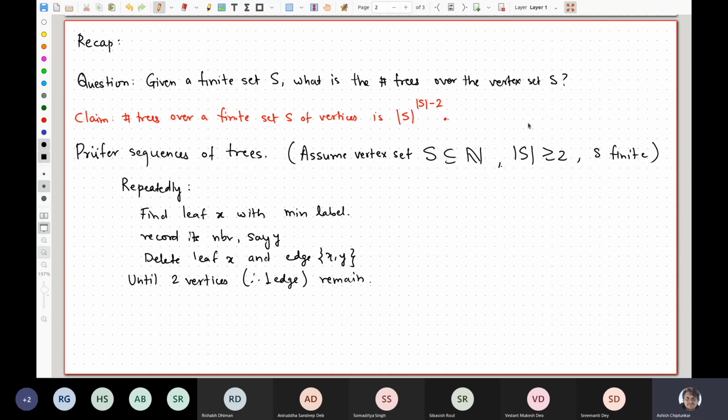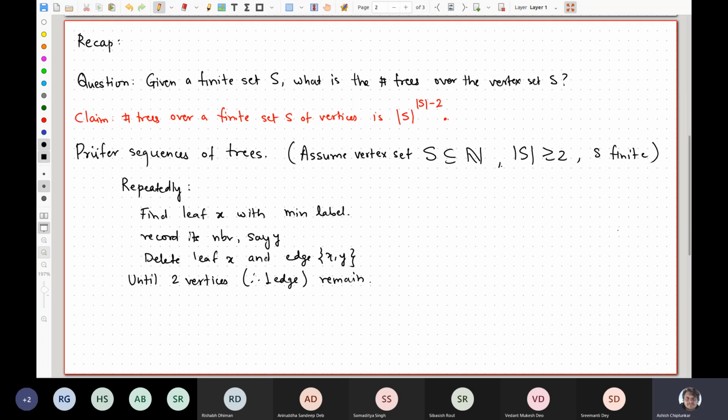6 we didn't do, right? For a size of S being equal to 6, we didn't try to explicitly enumerate all possible trees, but okay, fine. And then from whatever we observed, we conjectured that the number of trees over a finite set S of vertices is size of S to the power size of S minus 2. Okay, and then in order to prove that, we informally defined the notion of a Prüfer sequence of a tree, although we'll make it formal only today, right?